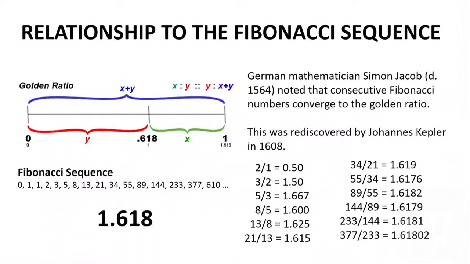German mathematician Simon Jacob noted that consecutive Fibonacci numbers also converge to the golden ratio. So whenever you take the Fibonacci sequence and divide one number by the number before it, the further along you get in that sequence, the closer you get to the golden ratio. In other words, it converges to the golden ratio. This was again rediscovered by Johannes Kepler in 1608.